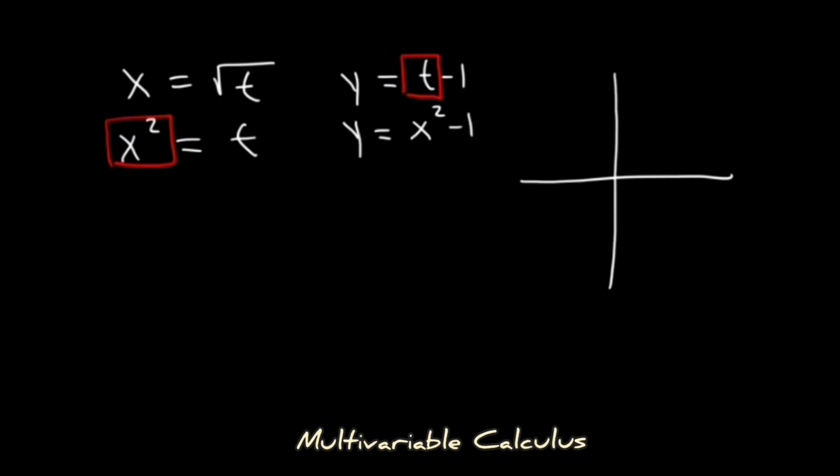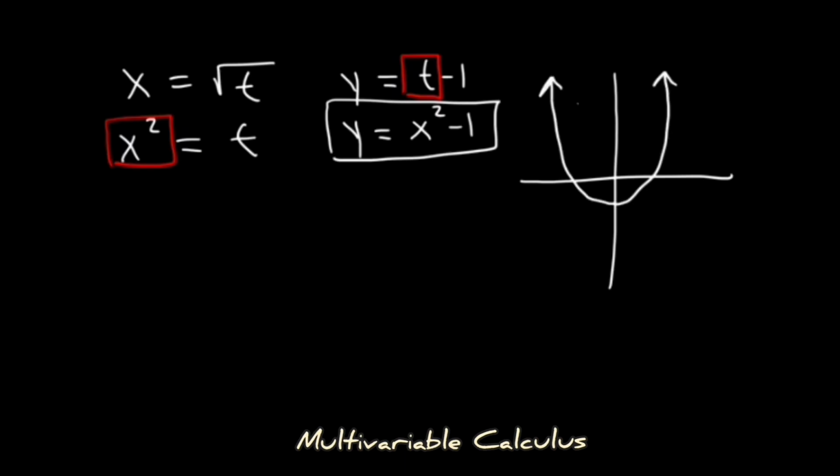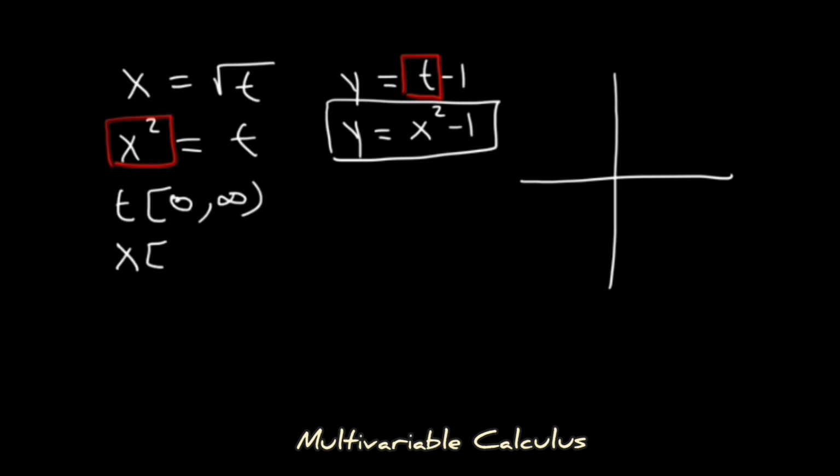Now this graph looks like the same graph as x squared, but it shifted 1 unit down. So it's going to look something like this. However, this is not the answer that we want because we have a restricted domain. t cannot be negative because it's inside the square root. So t has to be greater than or equal to 0, which means that x is equal to or greater than 0. So therefore, we only have the right side of the graph. You can confirm this by making a table.